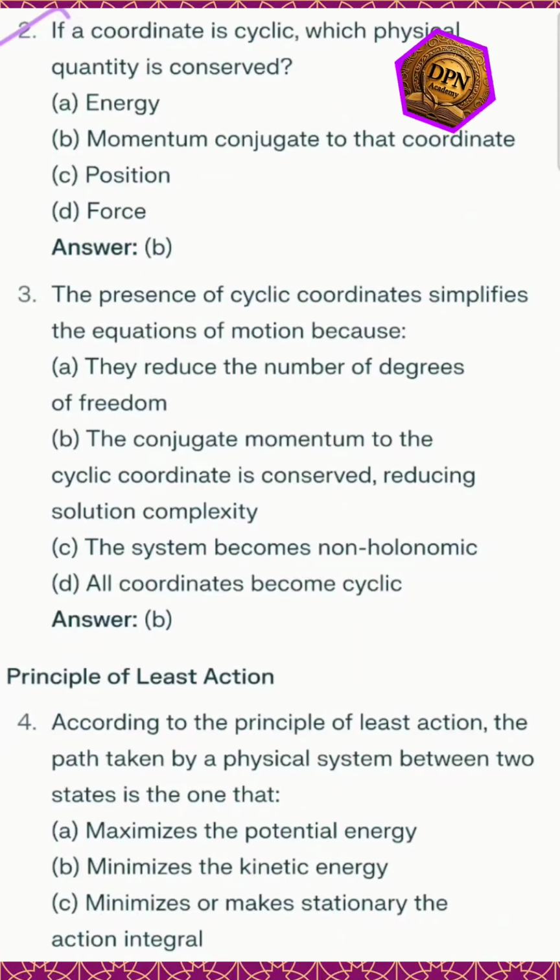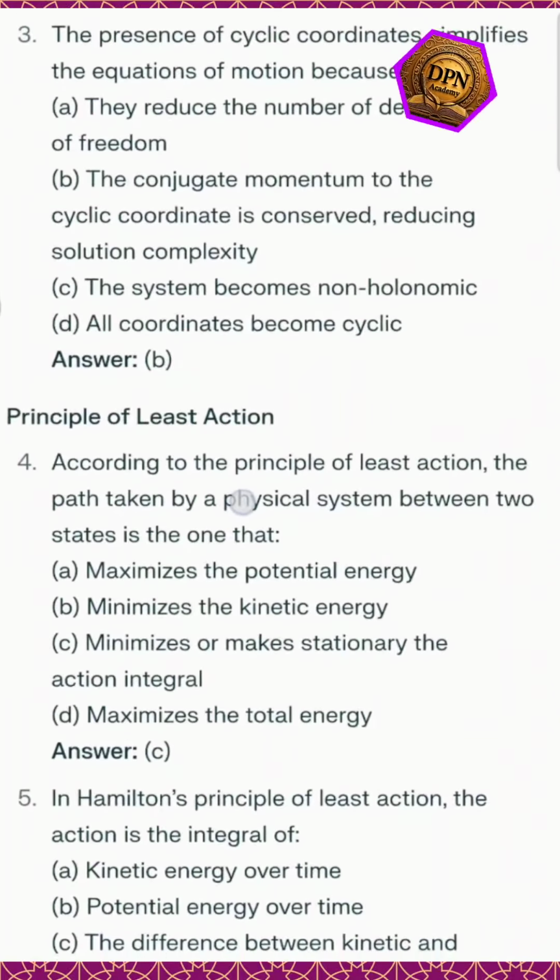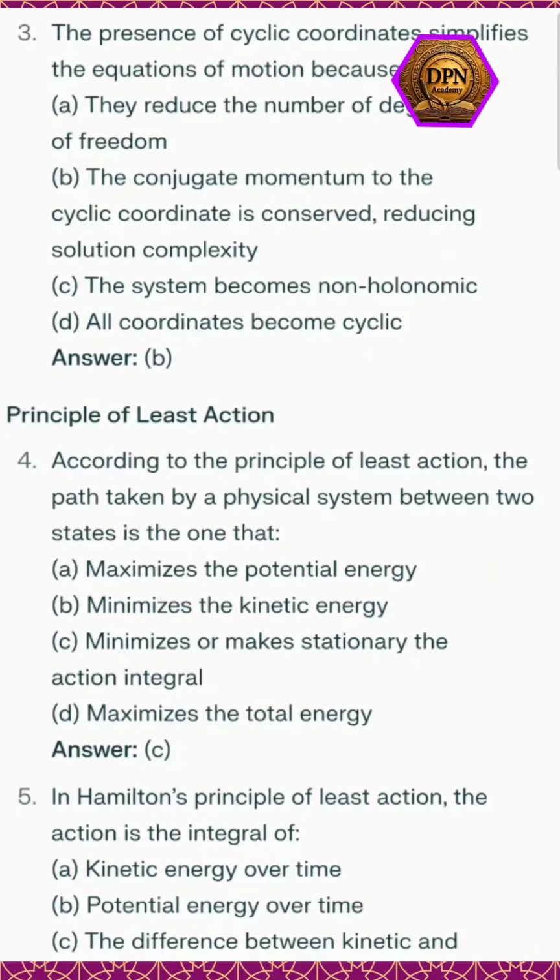Question number 2. If a coordinate is cyclic, then which physical quantity is conserved? Most important. The correct option: momentum conjugate to that coordinate. Question number 3. The presence of cyclic coordinates simplifies the equation of motion because, the correct option B, the conjugate momentum to the cyclic coordinate is conserved, reducing solution complexity.